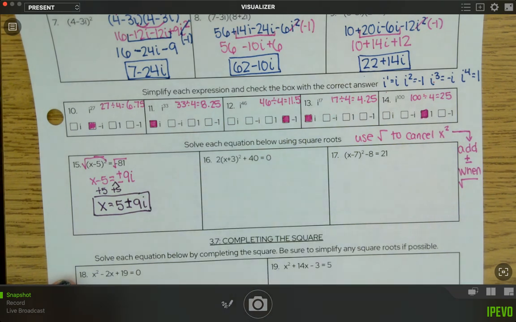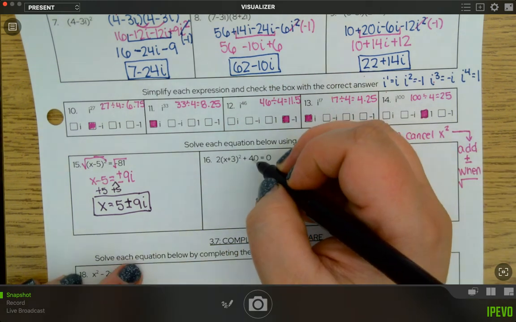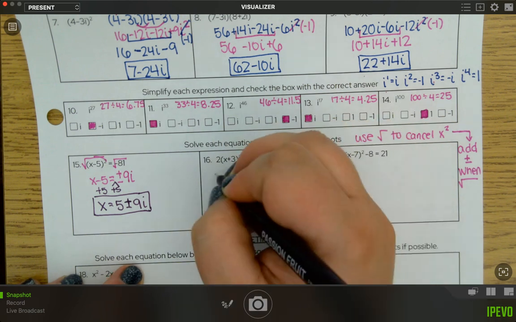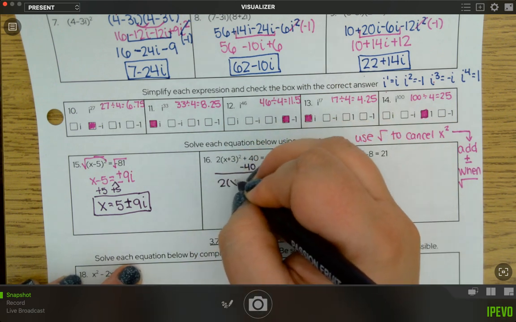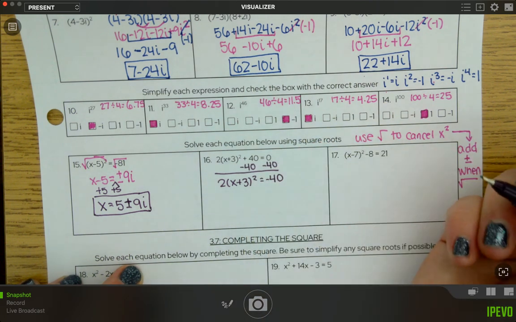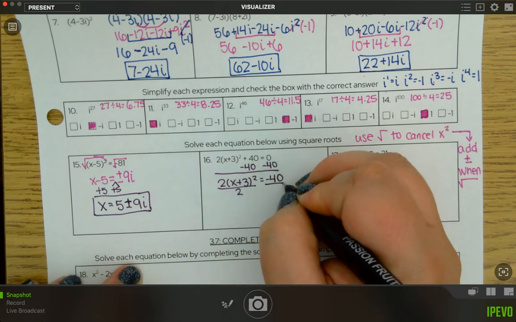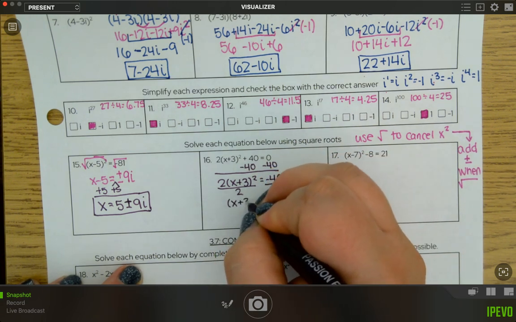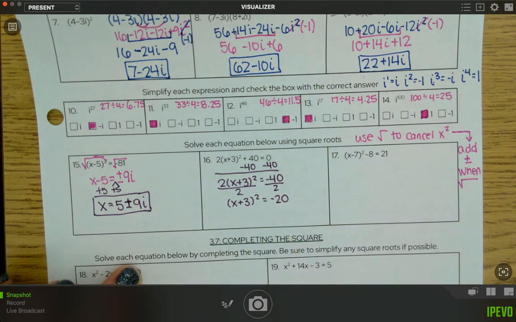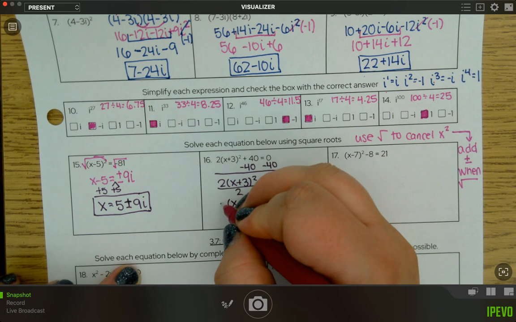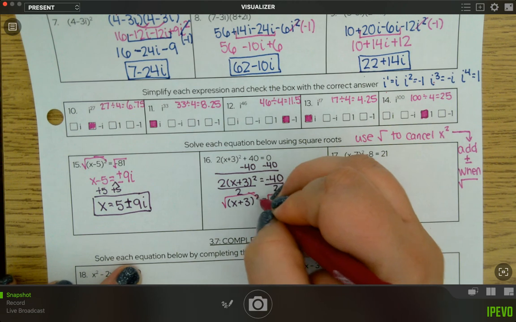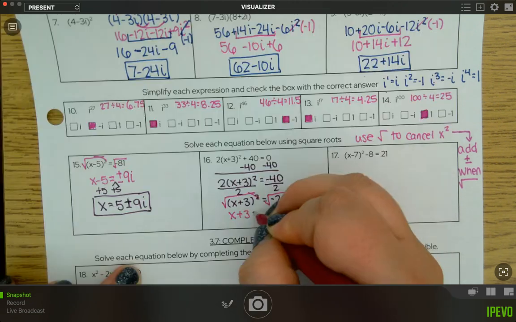Some of the square roots, though, don't work out perfectly. For instance, this one. I'm going to move this 40 to the other side. It's being added. That means I need to subtract it. Then I need to divide by 2 on both sides. Now, nothing is left outside of the parentheses. That means that now it is my time to take the square root on both sides. That cancels this out and I get x plus 3 equals.